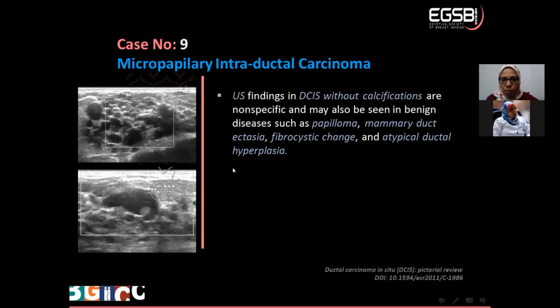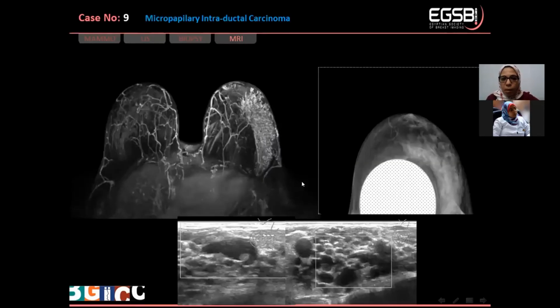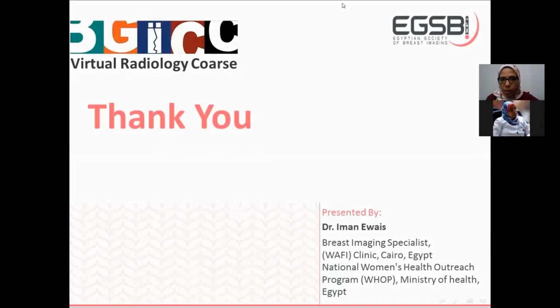In the ultrasound findings in DCIS without calcification, it's really a non-specific finding. As we saw, it resembles papillomas or ductectasia or fibrocystic changes, or even came out associated with atypical ductal hyperplasia. I hope this case helped you to solve some similar puzzling cases. And thank you for this opportunity.